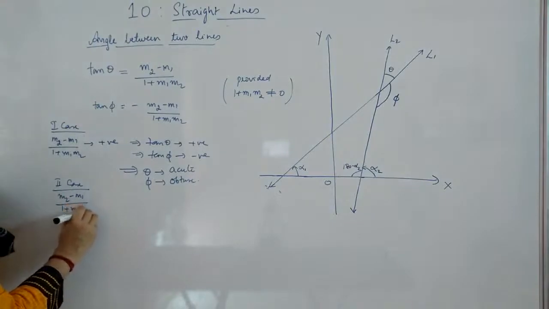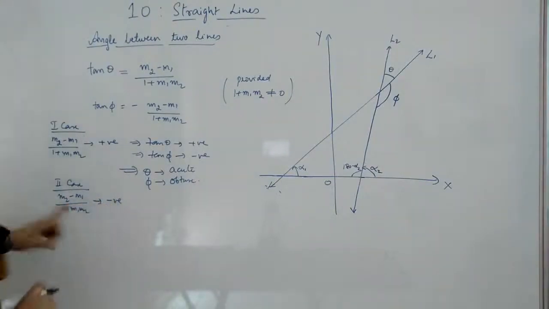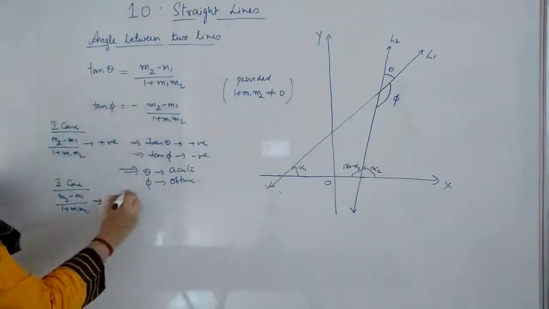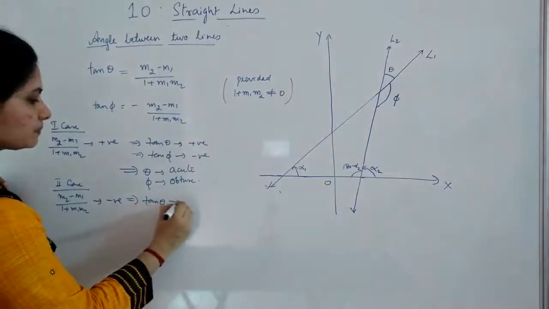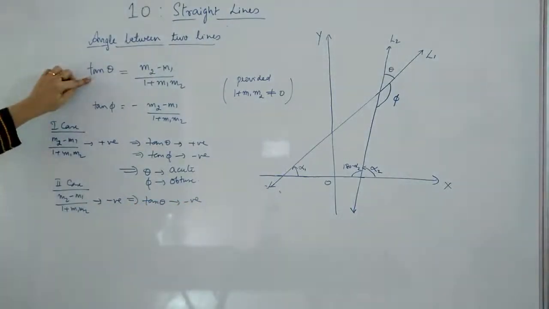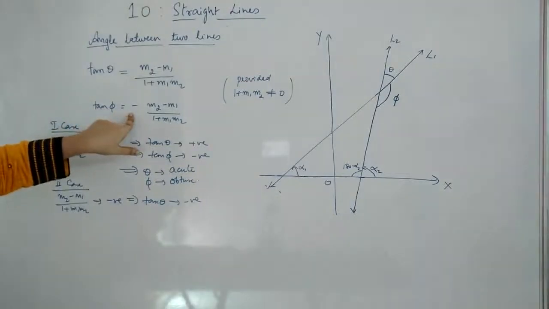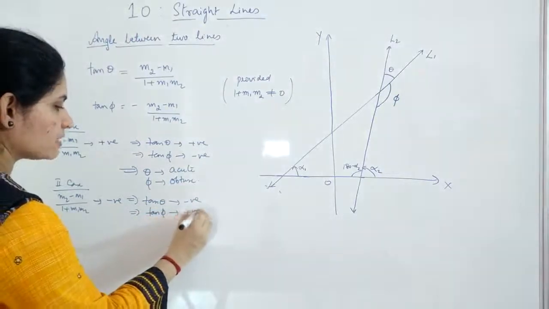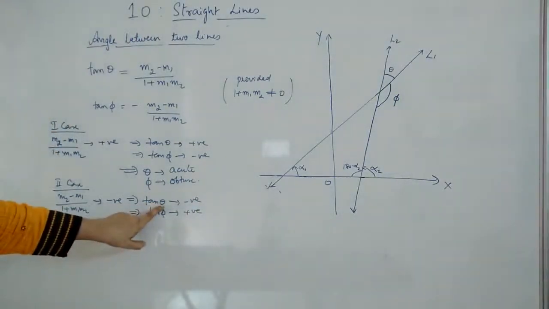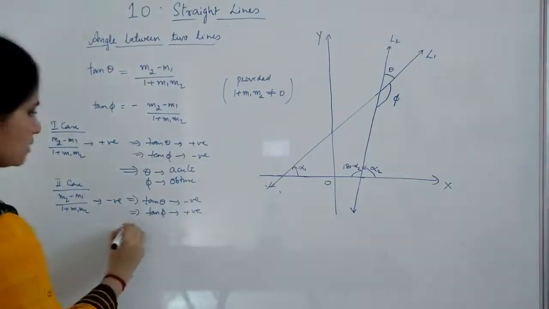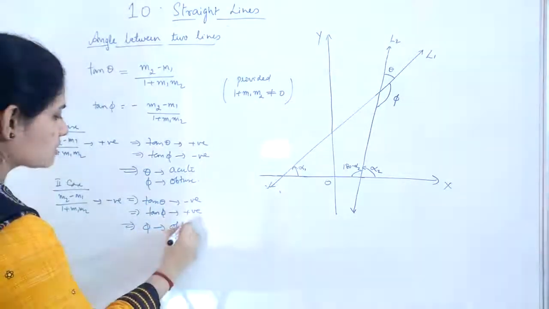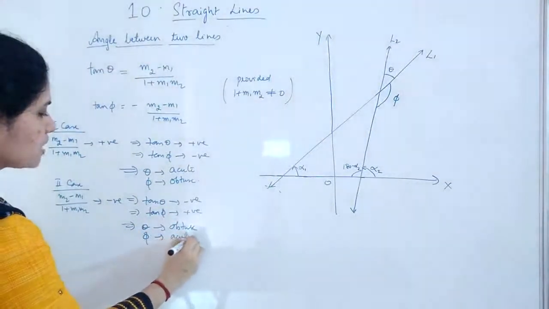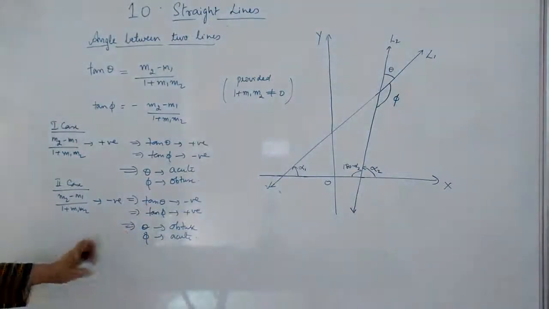Now here again the second case shows that if you are taking (m2 minus m1) by (1 plus m1 m2) to be a negative quantity, if it is negative, then what you will get? Tan theta is this quantity and this is negative means tan theta is negative, right? So tan theta is negative. Now if tan theta is negative, tan phi is the negative of tan theta. So you will get tan phi to be negative of negative will give you positive. So tan phi will become positive. And this shows that theta is obtuse and phi is acute. Okay, theta is obtuse and phi is acute. So you can see that if one angle is acute, the other one will be obtuse.